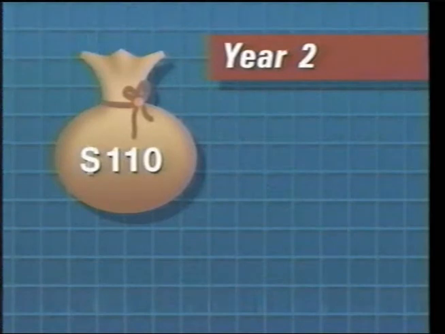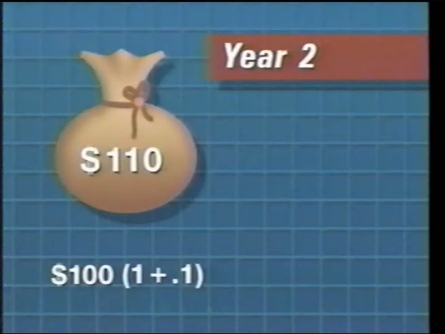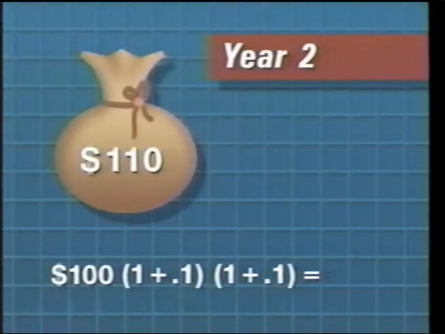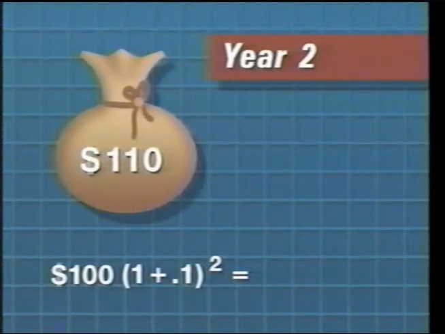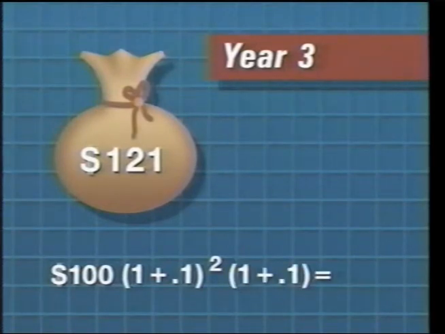At the end of the second year, he'll earn 10% interest on $110. So we multiply his first year's accumulation by itself. A shorthand way of expressing the same formula is 100 times 1 plus 0.1 squared. When we work this out, we come up with a balance of $121 at the end of the second year. At the end of the third year, we go through the same process. Multiply the term we used to figure 2 years' interest by itself plus 10%. So now the exponent is 3.